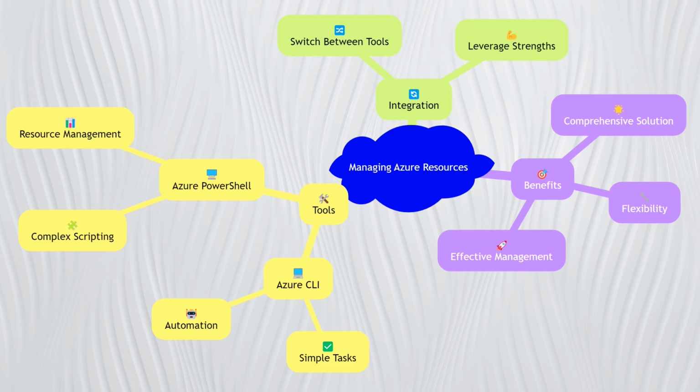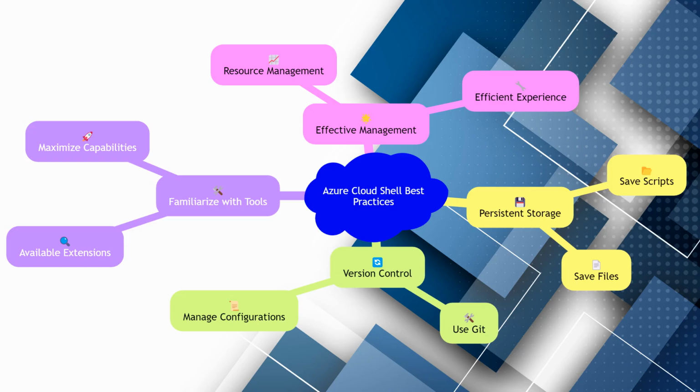By integrating both tools, users can take advantage of the strengths of each and manage their Azure resources more effectively. When using Azure Cloud Shell, it is important to follow best practices to ensure a smooth and efficient experience. Users should take advantage of the persistent storage feature to save scripts and files between sessions. It is also recommended to use version control systems like Git to manage scripts and configurations. Additionally, users should familiarize themselves with the available tools and extensions in Cloud Shell to maximize its capabilities. By following these best practices, users can make the most of Azure Cloud Shell and manage their resources more effectively.